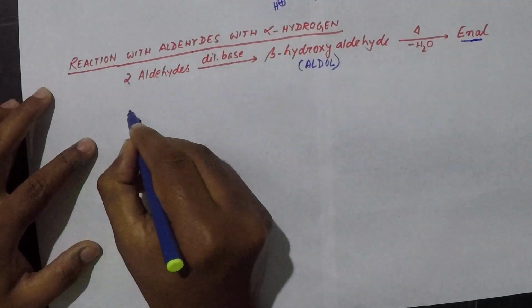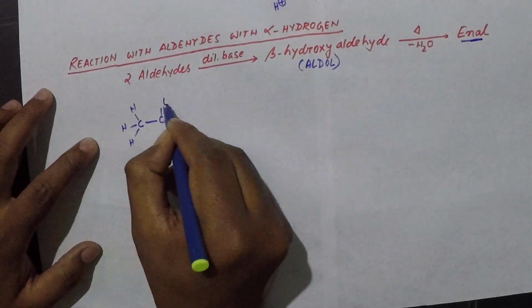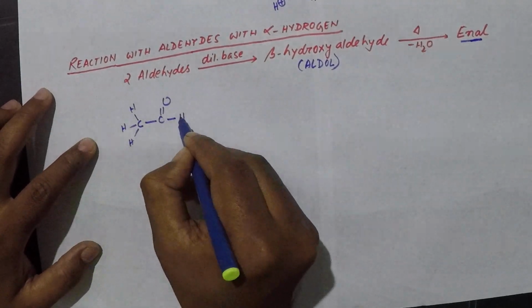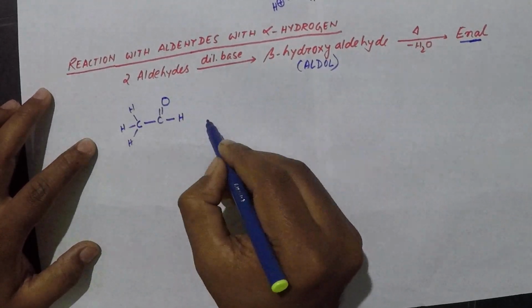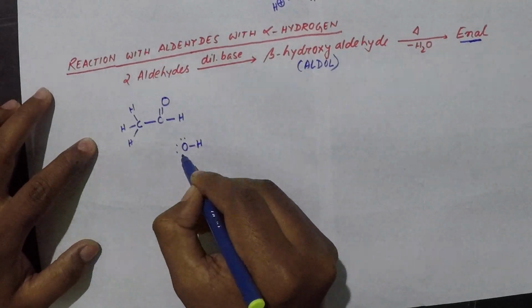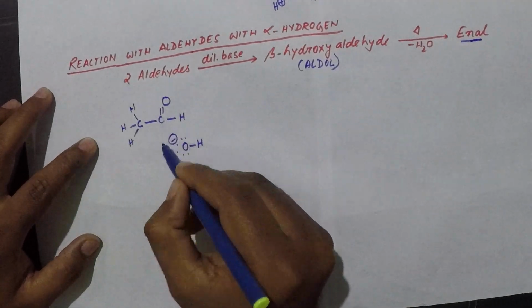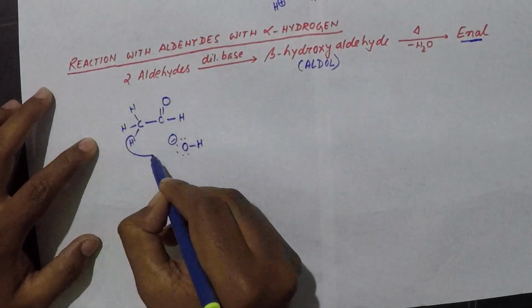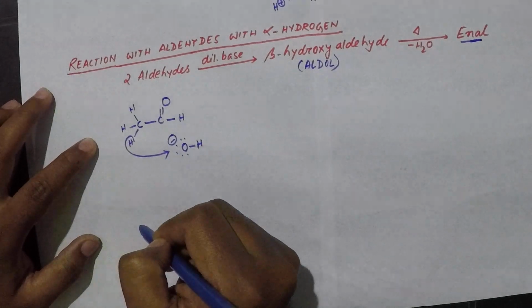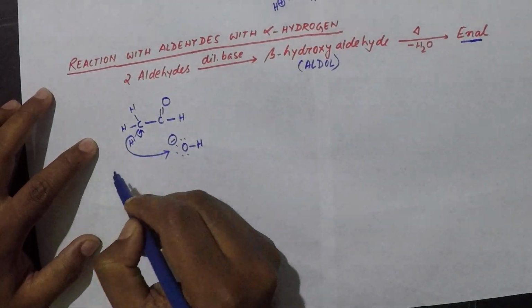So what will happen? Let us see. CH3, C double bond O, and H, right? In the presence of base, represented by a hydroxide ion here, that hydroxide ion is going to abstract a proton, right? That means hydrogen is coming without any electron, and both the electrons are shifting to the alpha carbon.